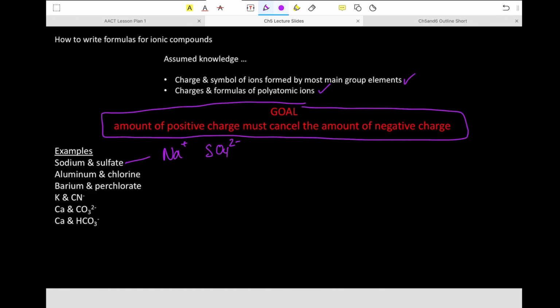So I need to make the amount of positive charge cancel the amount of negative charge. So if this is a +1, this is a -2, really all this is an exercise in what is the lowest common multiple, right? That's what we're saying. If we want the magnitude of positive to equal the magnitude of negative, we're looking for the lowest common multiple, right? So what that says to me is I'm going to need 2 of these, right? And I'm going to need 1 of these, right? Does that make sense?